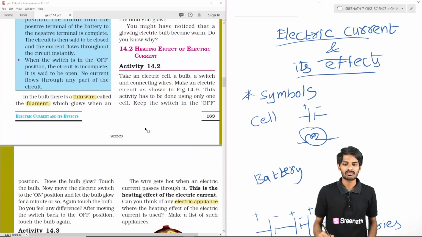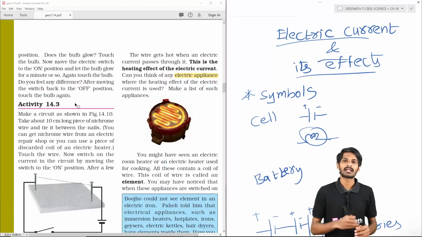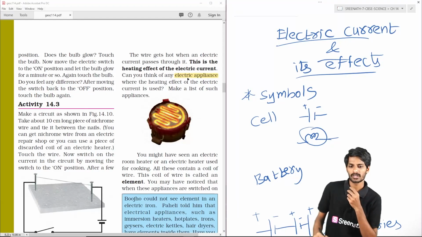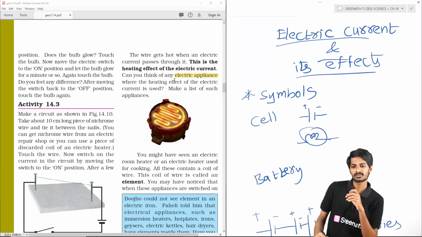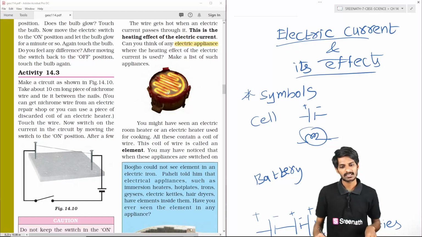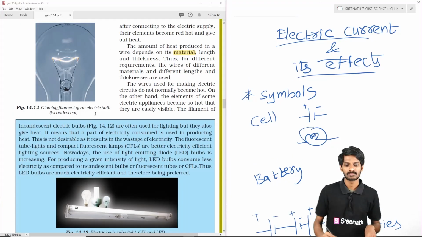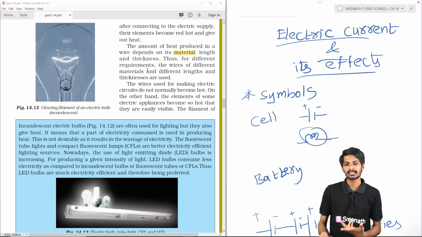Next thing is the heating effect of electric current. Because of the flow of electric current, students, heat is produced. This heating effect is because of the electric current, students. Based on that concept, electrical appliances work. Some materials like nichrome become very red hot for the same current, students. How much heat is produced depends upon the material and its length and its thickness, students.